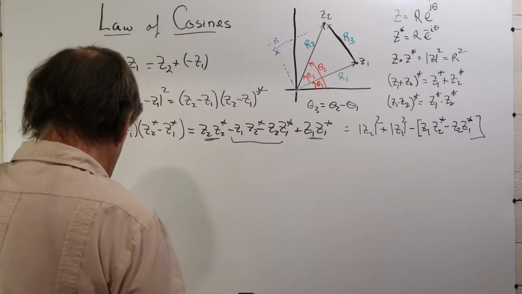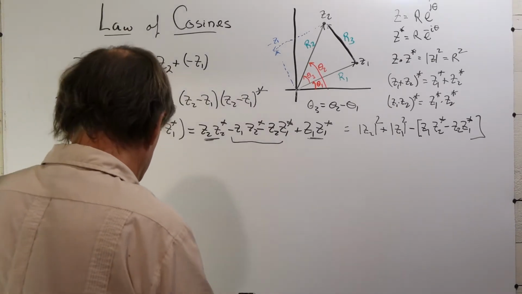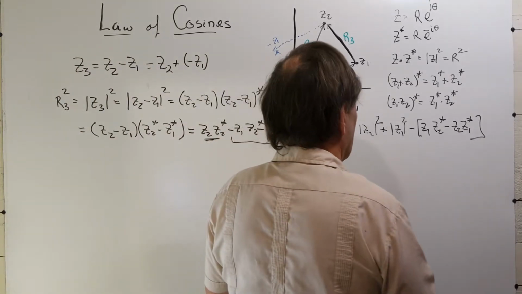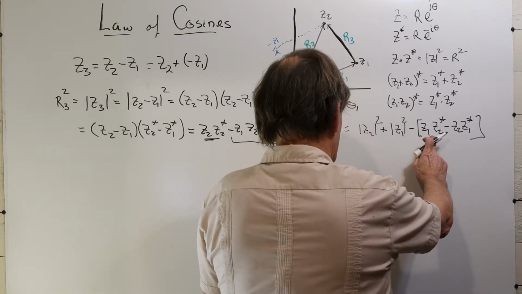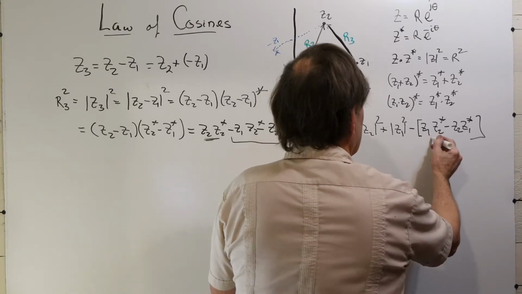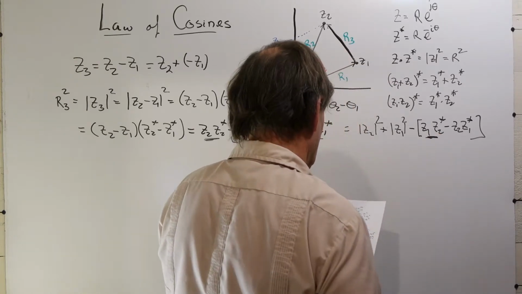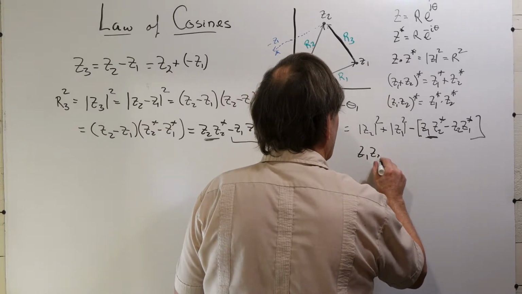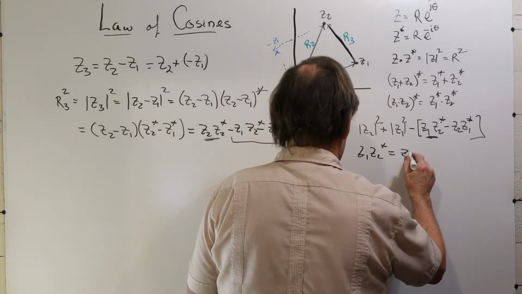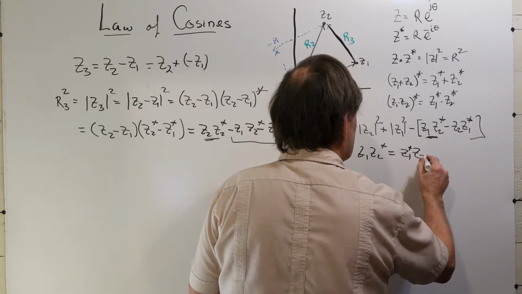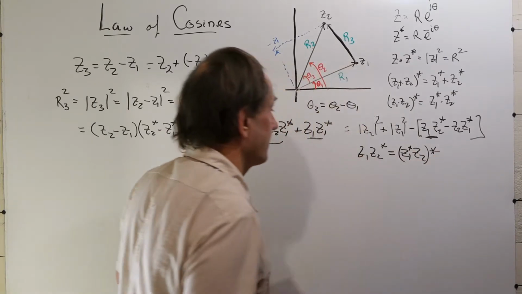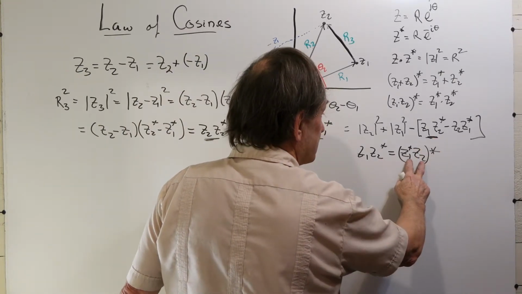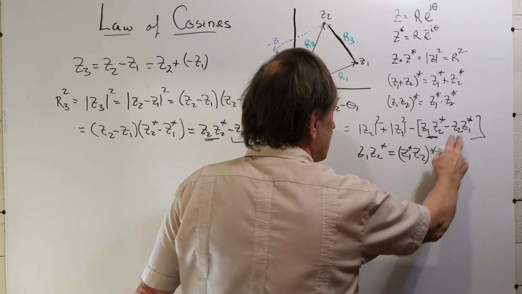Now I'm going to rewrite this particular expression right here, Z1 Z2 conjugate. We can write it as Z1 conjugate Z2 conjugate and substitute it in. The motivation is so that this looks like this.